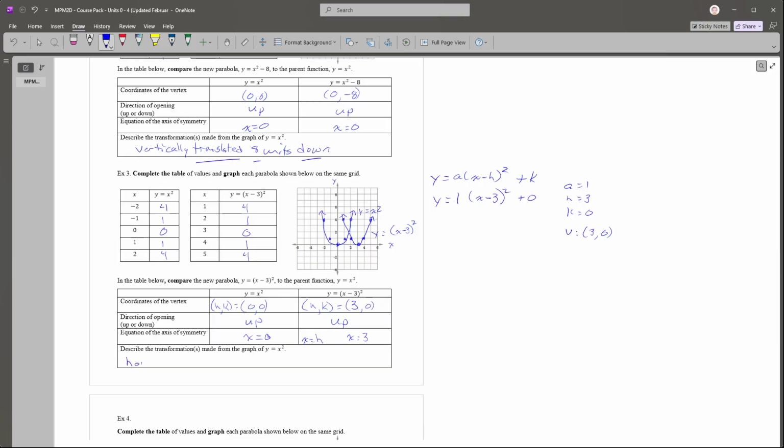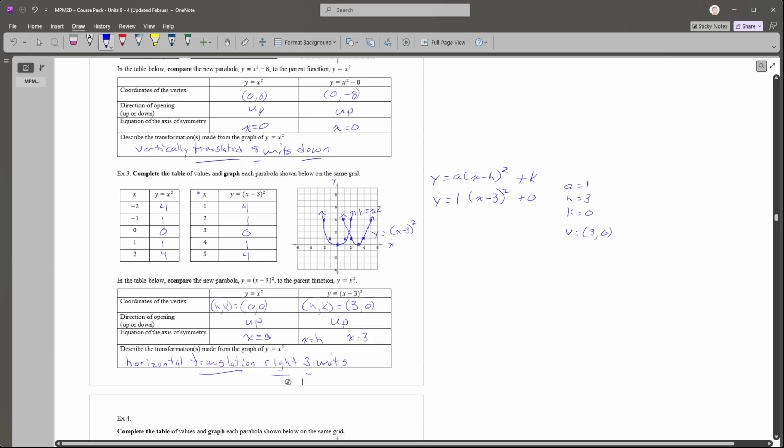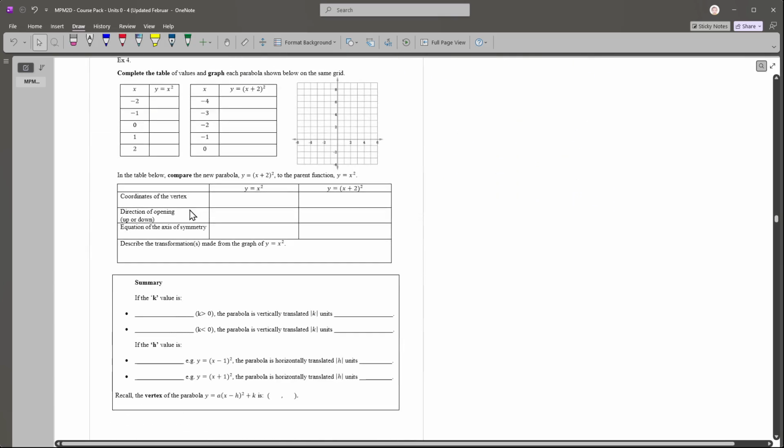So horizontal translation right. So it moved to the right. Horizontal translation right 3 units. You can also write it 3 units right. That's okay. As long as it grammatically still makes sense, we're good. Okay, so we got a translation to the right 3 units long. Okay. So let's go do a couple more examples and then one more example and then we'll summarize everything together.